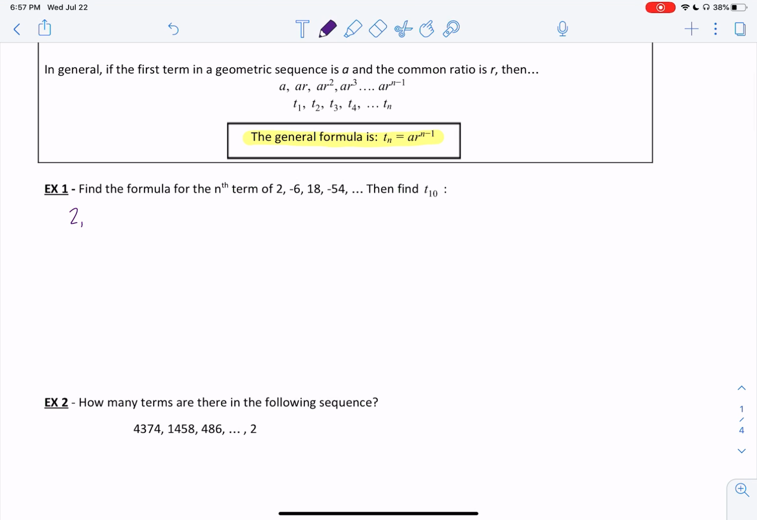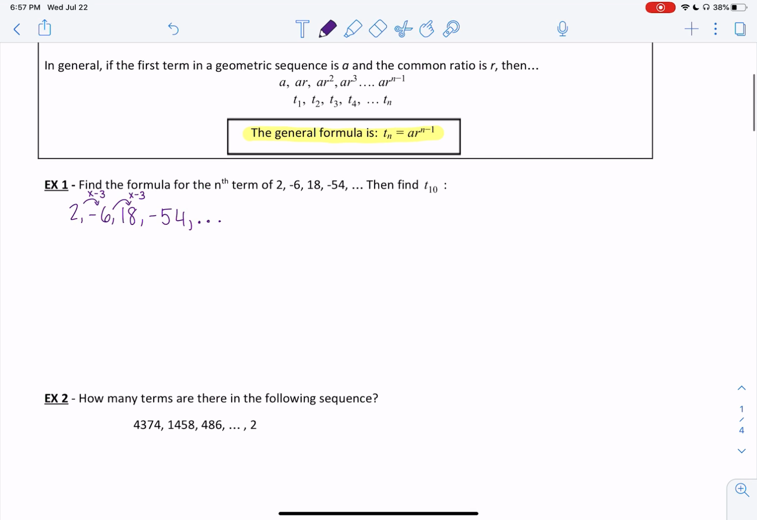So we have 2, negative 6, 18, negative 54, and then this continues on. So to get from 2 to negative 6, I'd multiply by negative 3. Then to get from negative 6 to 18, I also multiply by negative 3. And then to get from 18 to negative 54, I also multiply by negative 3. So we've learned two things here. One, this is definitely a geometric sequence. And two, that our common ratio, or r, is negative 3.